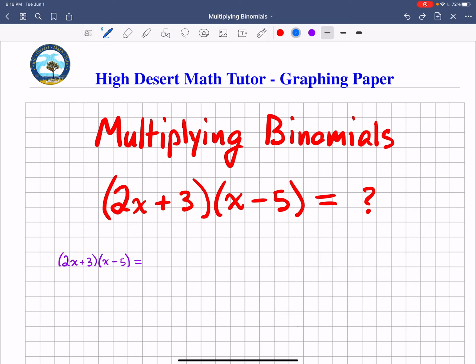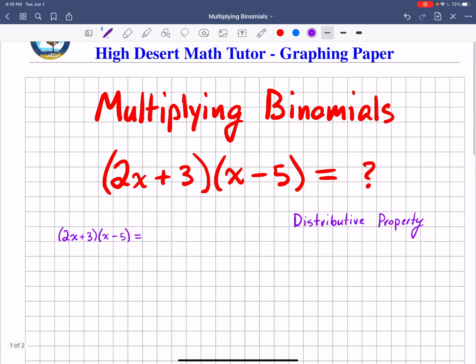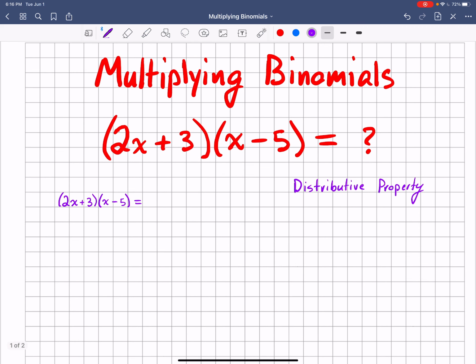But before we can understand completely what we're doing when we're multiplying binomials, we need to take a moment to talk about the distributive property. So what the distributive property tells us, say we have something like 2 times 7. Well, 2 times 7 is 14.